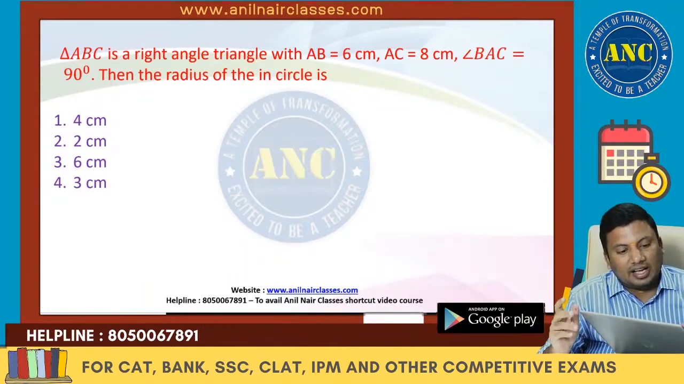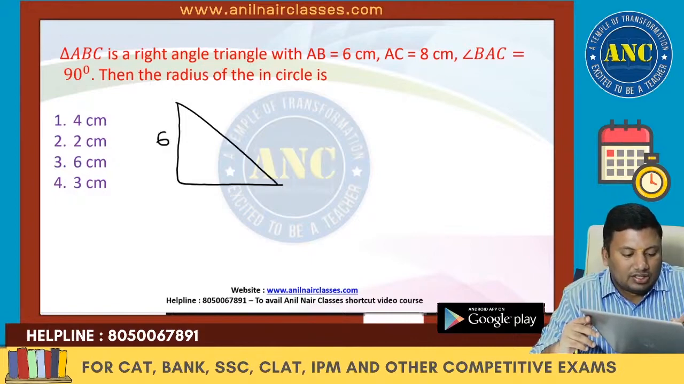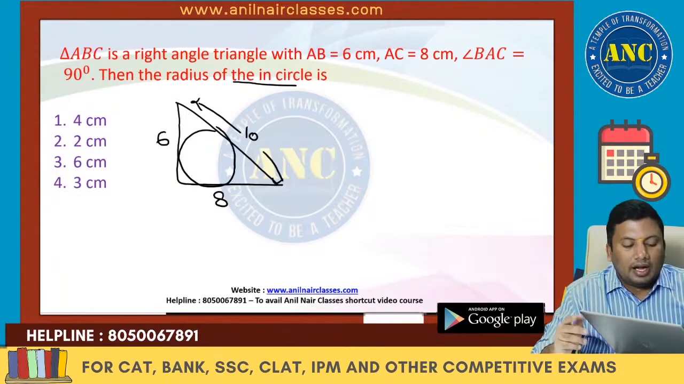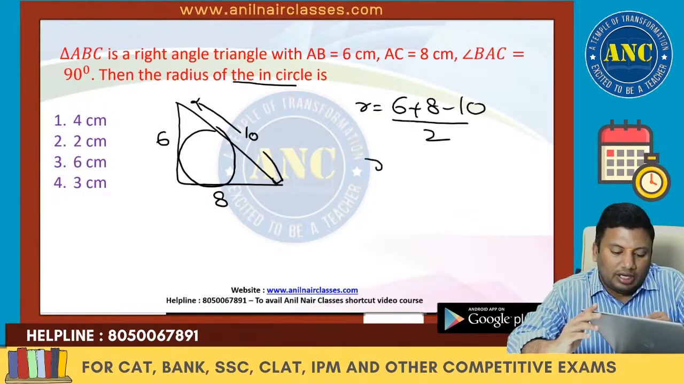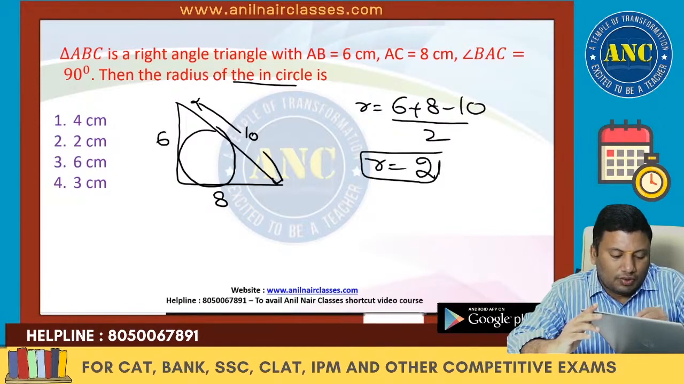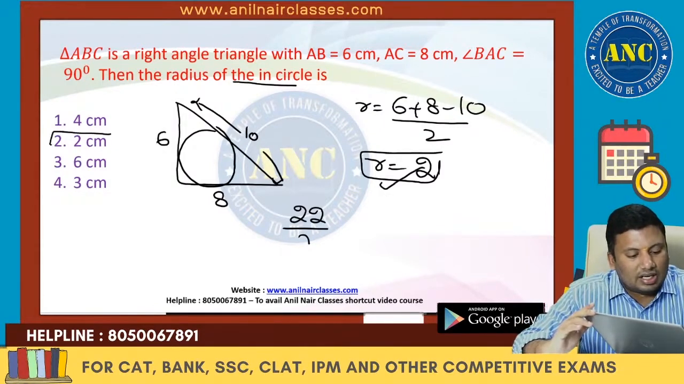ABC is a right-angled triangle with sides 6, 8 and 10. Radius of the incircle is semi-perimeter minus hypotenuse, so 14 minus 10 is 4, and 4 by 2 is 2. The radius is given as 2, so the answer is 2.